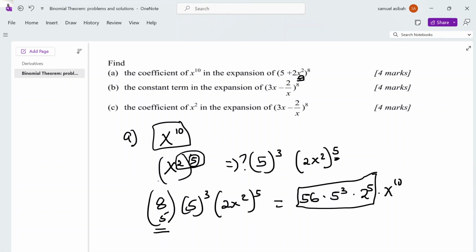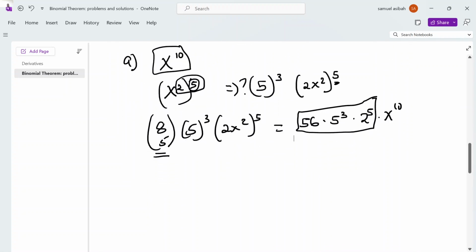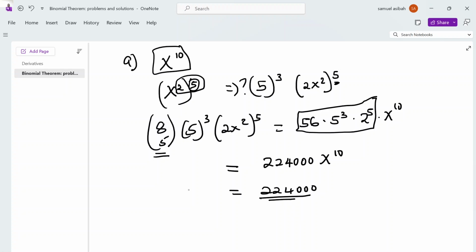You see, it is very easy for you to get this. But it needs you to do quite a number of questions for you to get enough experience. Now, when you multiply this, you can use your calculator, and you get 22400x raised to 10. So they just want the coefficient. The coefficient then is 224,000. And that question is solved.